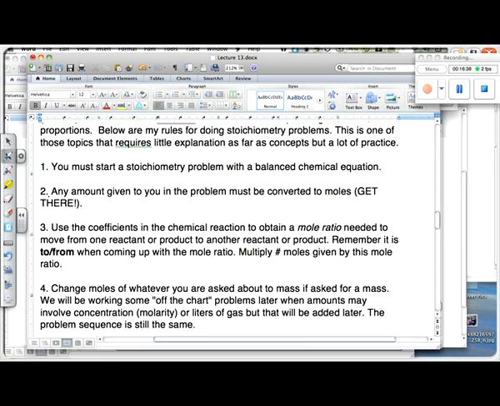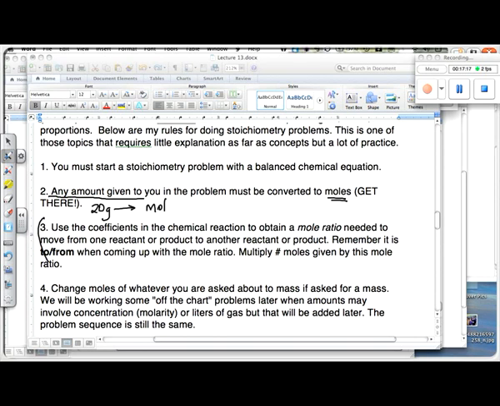So any amount that's given to you in the problem needs to be converted into moles. I always tell students, if you're not in moles, get there. So you may be starting off with 20 grams, or later on we'll do other amounts with different conversions. But if you're in grams, then convert to moles. That's why I needed you to get your mole chart out, because we're going to need to remember how to do that. You need your periodic table in front of you. Won't be using Avogadro's number so much because this is a more practical conversion from grams to moles.